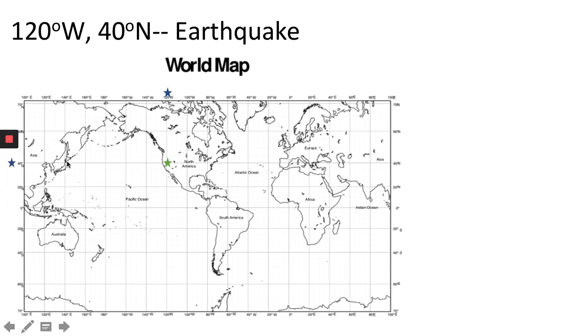And then where do these two things intersect? Right here. That looks like maybe Washington State, somewhere up there. Maybe even just in California. It's kind of hard to tell without any state outlines. But there's my green star representing an earthquake that has occurred at some point in Earth's history in that location.